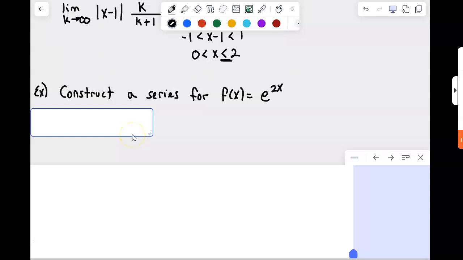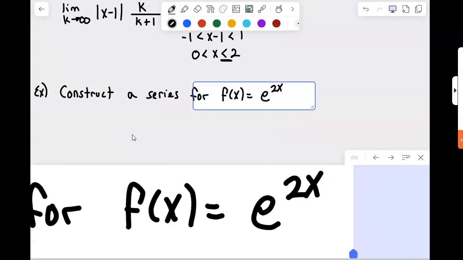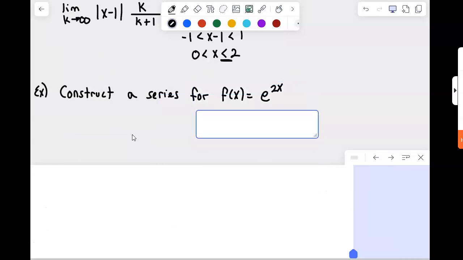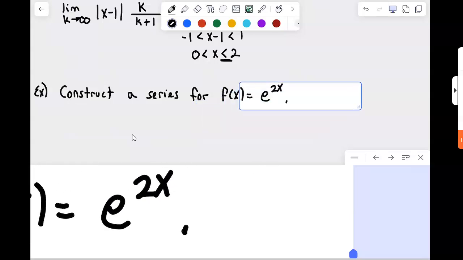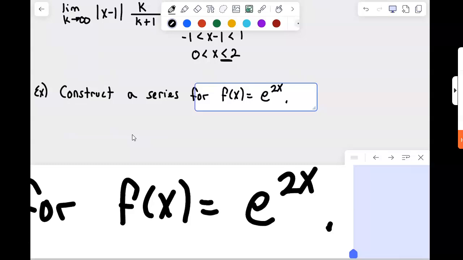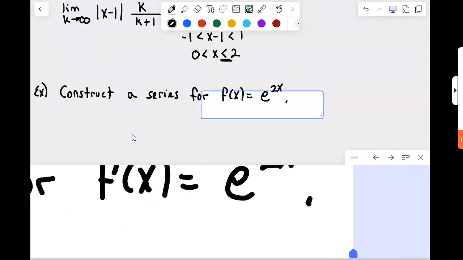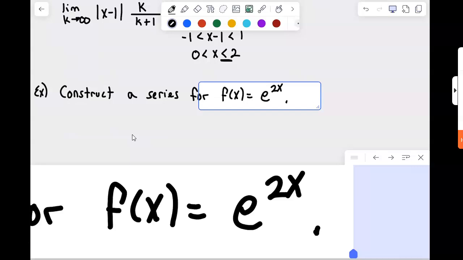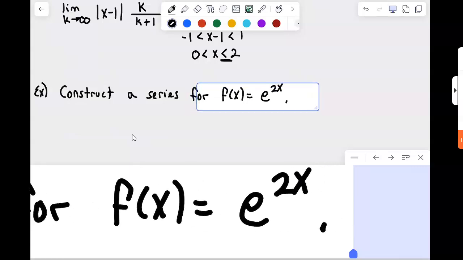So in this video, or in this problem, we're asked to construct a series for f of x equals e to the 2x. Now, we're not given a center or anything, so we're not really given a lot of information here. We could center it around 0. That would be a reasonable place to start. And we could start computing derivatives.